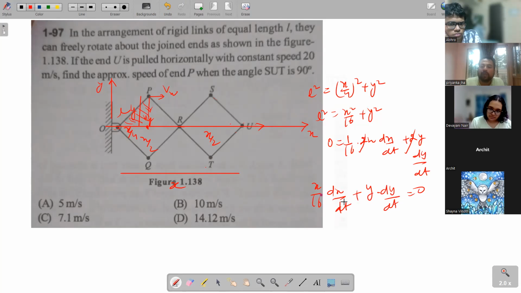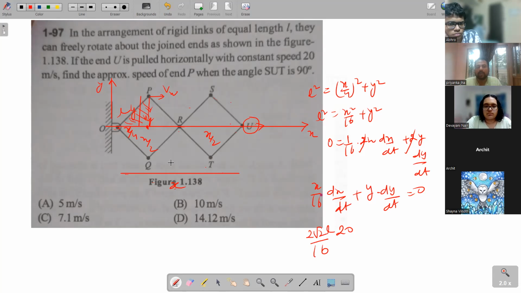Now see, what is dx by dt? What is the velocity of U? That is 20 meter per second, the rate of change of displacement. So dx by dt is the velocity of U, that is 20. And what is x when this angle becomes 90 degrees? This will become a square, so this L, this L, so this complete thing is root 2 L, and twice of this, from here to here, will become 2 root 2 L. So x will become 2 root 2 L, upon 16.